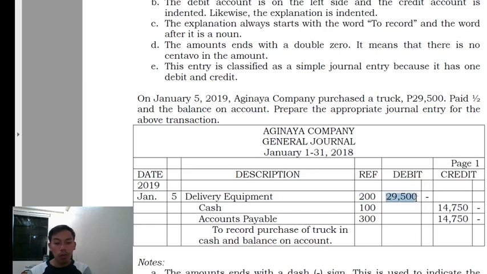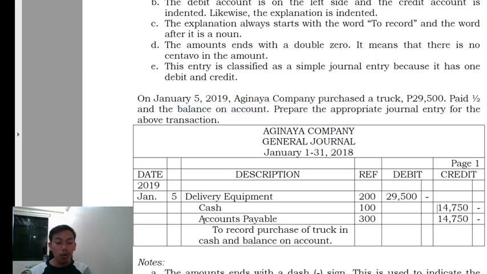So, you put the folio from the chart of accounts. How much is the truck? 29,500. So, debit kasi tumaas ang ating asset, therefore, debit. Tumaas ng truck, pero nabawasan din ang ating cash. Cash is an asset. So, credit. Credit mo ang cash, magkano ang binayaran niya na cash? One half. One half of 29,500, that is 14,750.